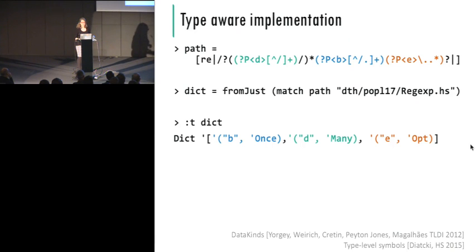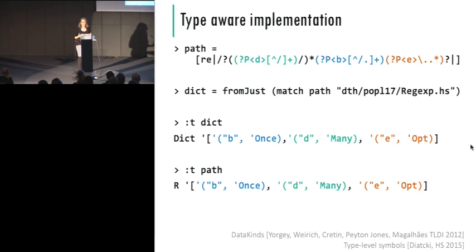How did dict get this type? Right? How did we figure out that this was the type of the dictionary? Well, the type of the dictionary came directly from the type of the regular expression. It came directly from the type of path, which says, I'm a regular expression that binds these capture groups in this way. And then the match function just makes that connection. It says that whatever regular expression you use, the result you get is going to correspond to it.